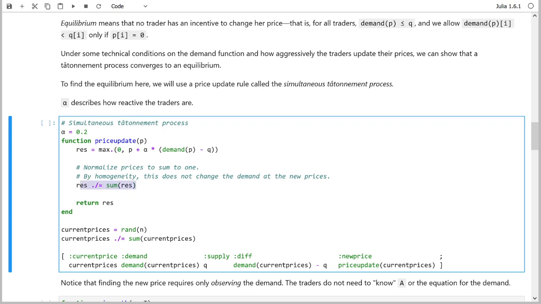The other thing we need to do is normalize the prices to add up to 1. And the theoretical reason that we can do this is that if we start with a vector of prices that adds to 1, and the result ends up adding to something that's different than 1, then even if we change the result by multiplying or dividing by a positive scalar, the demand at the new prices does not change. We assumed earlier that the demand function is homogeneous in P. So when I take this result and multiply it by a scalar, its demand does not change.